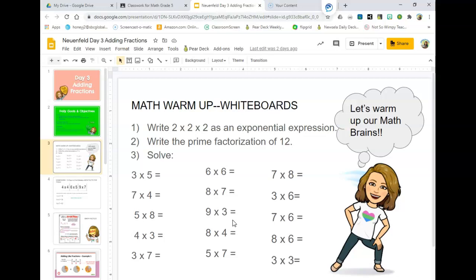I would like you to start with this warm-up on slide 3. Pause this video and please write 2 times 2 times 2 as an exponential expression. Remember, if there are 3 2's, you're going to need that information.